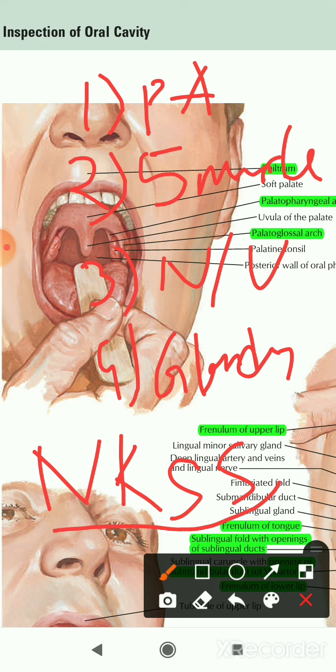So the lining of the soft palate is the non-keratinized stratified squamous epithelium, except the upper part of the posterior surface, as it lies close to the floor of the nasal cavity. The lining will be the same as the nasal cavity, that is the ciliated columnar epithelium.